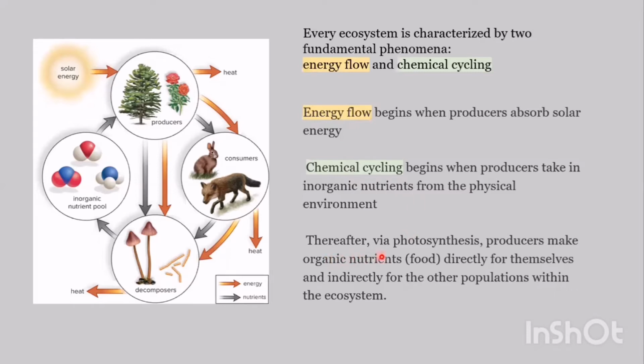So thereafter, via photosynthesis, producers make organic nutrients, food, directly for themselves and indirectly for the other populations within the ecosystem. That's all from me. Thank you.